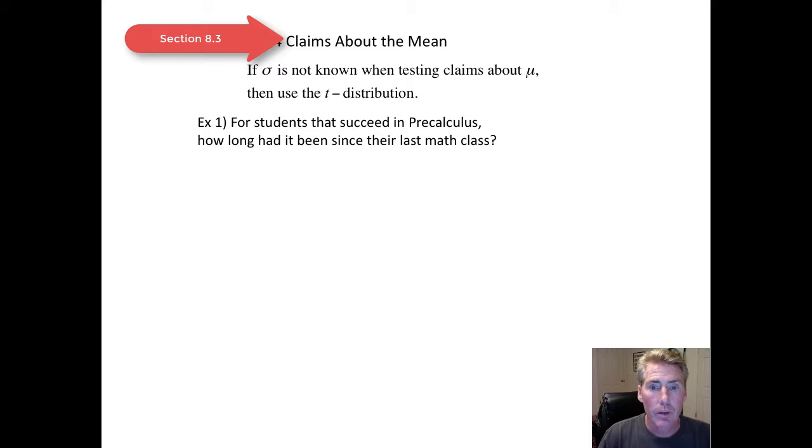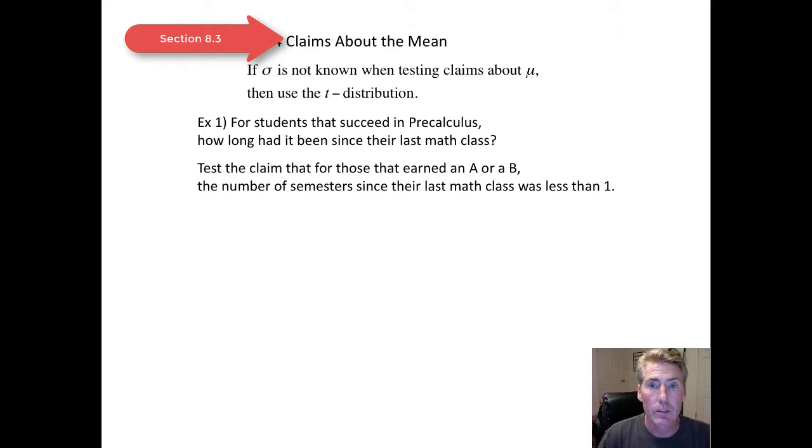Here's an example. For those that succeed in pre-calculus, has there been a long break since their last math class? This information came from my students that took pre-calculus from me. And by succeed, I'm saying they got an A or a B in the class. And the number of semesters since their last math class was less than 1. In other words, it was either a 0 or 1 semester break without math, and then they went on to get an A or a B in pre-calculus.